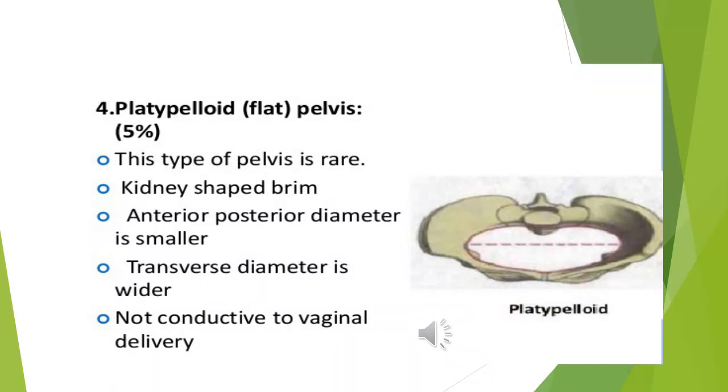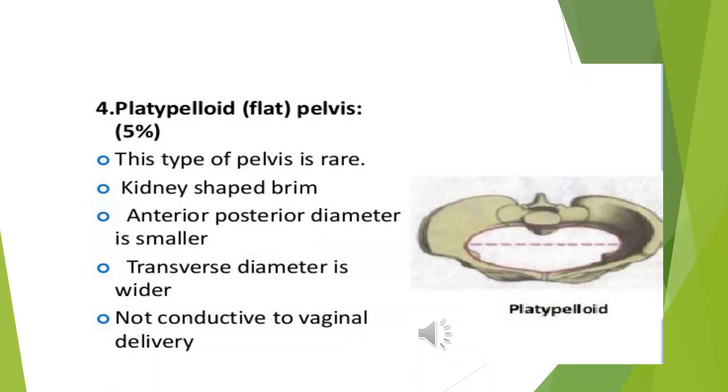Platypelloid pelvis, or platypelvic. And what do you mean by platypelvic? The transverse diameter is much greater than the conjugate diameter. So you will get the kidney shaped brim, and this is rare, 2.5 to 5%. The transverse diameter is much greater than the anteroposterior diameter, and in this type, the conjugate diameter is reduced and other diameters are normal.